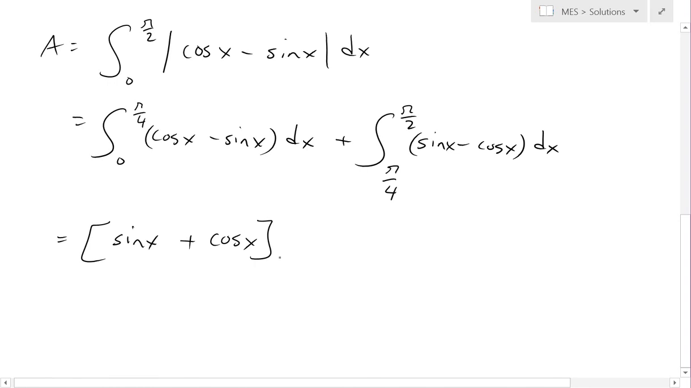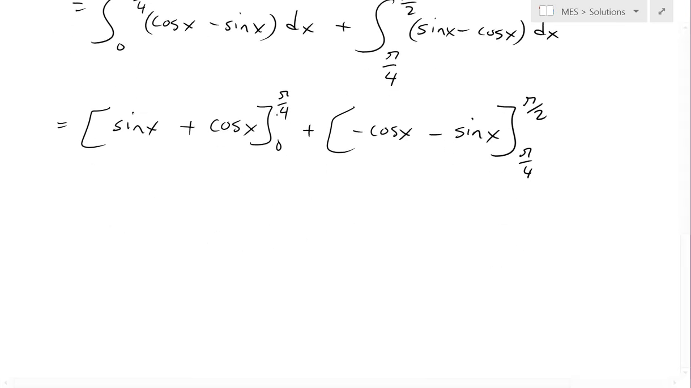And now this is from 0 to pi over 4, plus, now this one, same thing: the integral of sine of x is going to be negative cos of x. And then minus the integral of cos of x, which is just sine of x, so keep the negative there. And this is from pi over 4 to pi over 2.